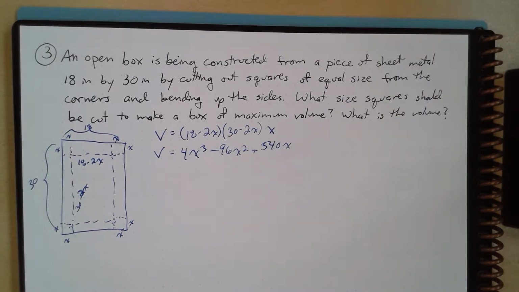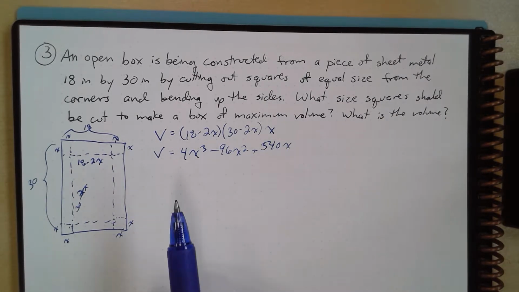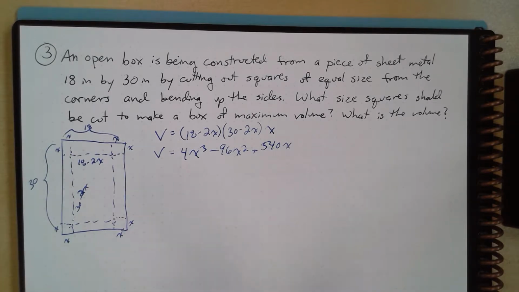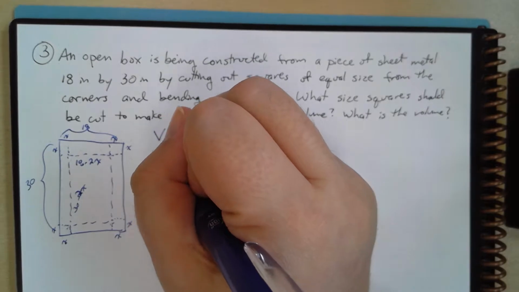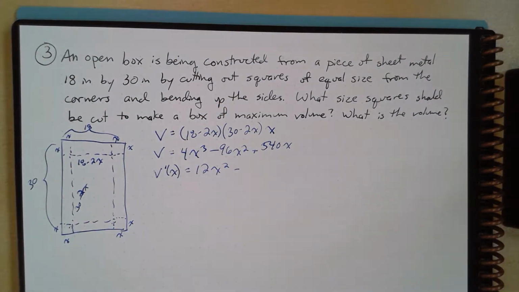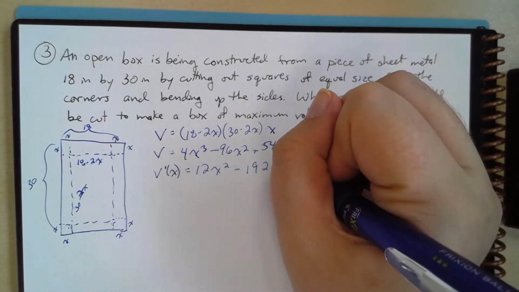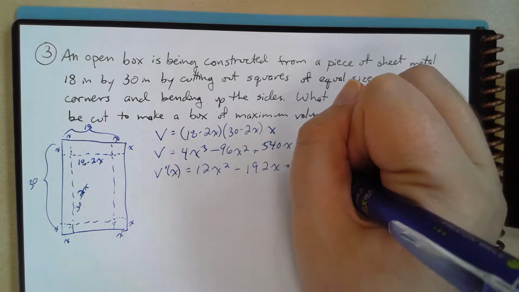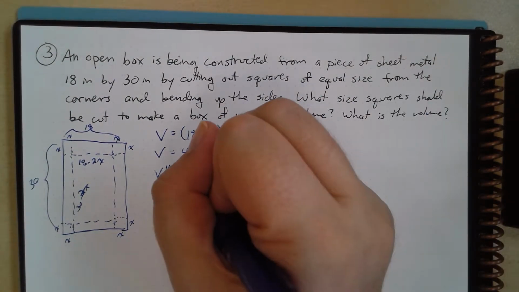All right, now we're going to optimize this. So what size squares should be cut? That's what we're trying to find, what our volume is and exactly what size squares we're cutting out. So we're going to find our derivative. So v prime of x is equal to 12x squared minus 192x plus 540. We're going to set that equal to 0. I can factor out a 12.